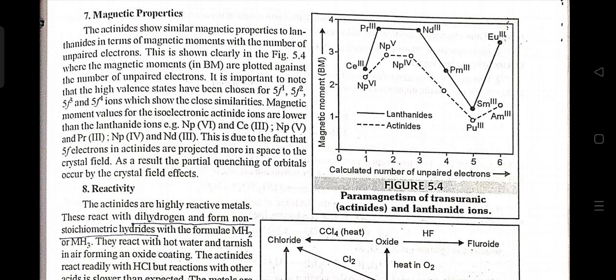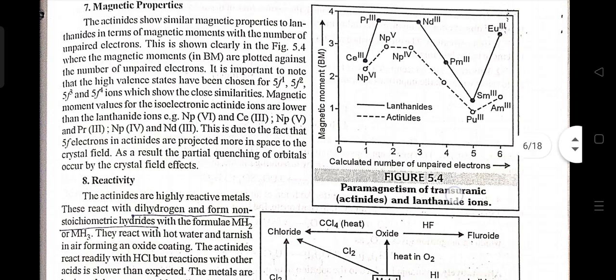Magnetic moment values for the isoelectronic actinide ions are lower than the lanthanide ions. This is due to the fact that 5f electrons in actinides are projected more in space to the crystal field. As a result, partial quenching of the orbital contribution occurs by crystal field effects.